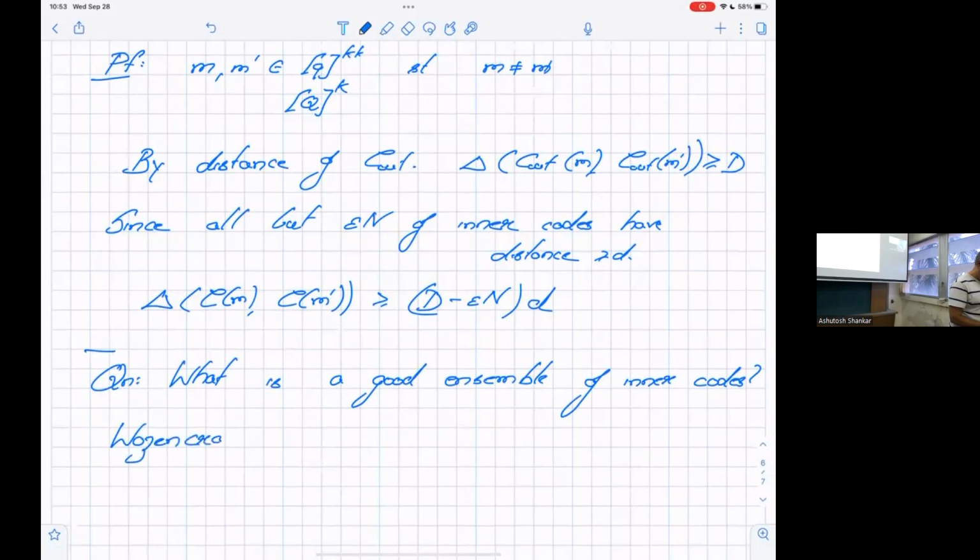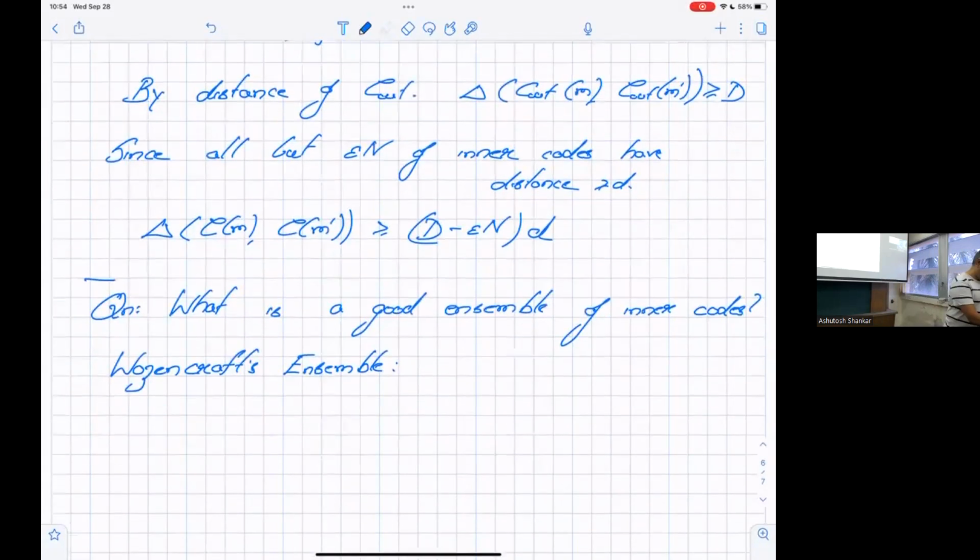Wozencraft. So we'll be able to construct ensembles for codes, a whole bunch of inner codes with rate at least half. I will only do the case rate equals half in the lecture. You will be able to extend this for everything greater than half. For things less than half, things are a little more problematic.